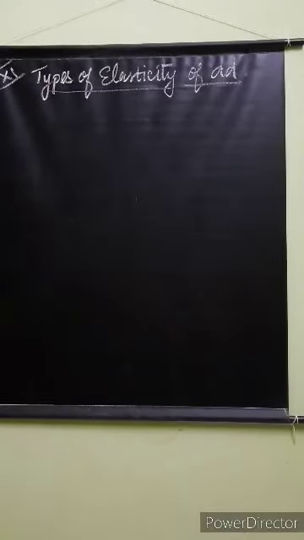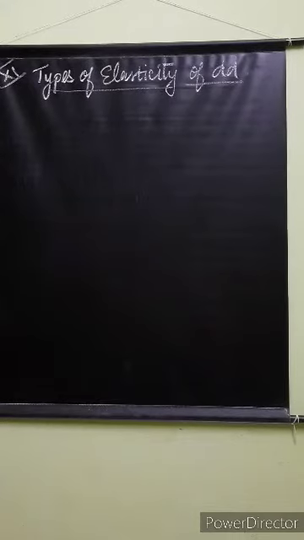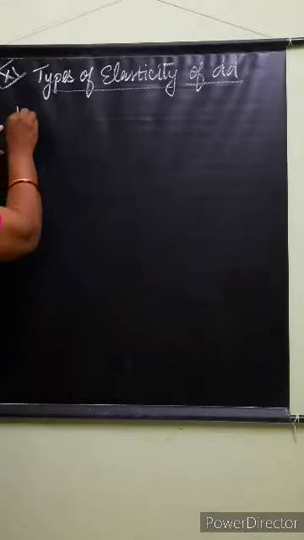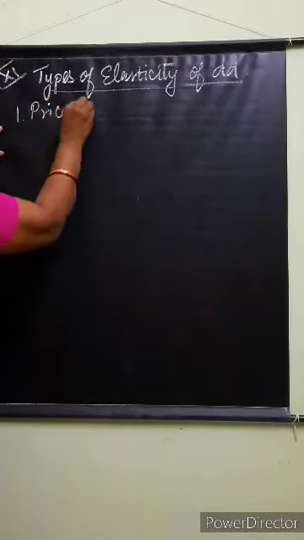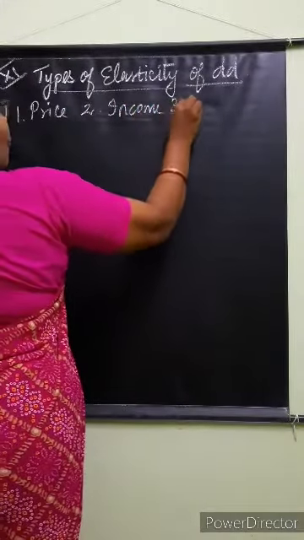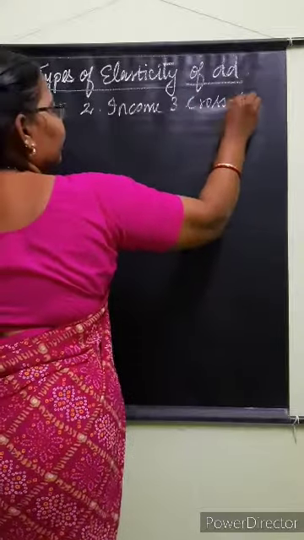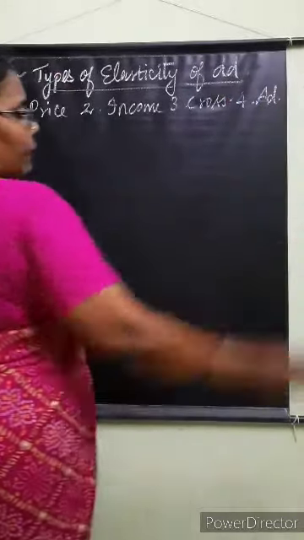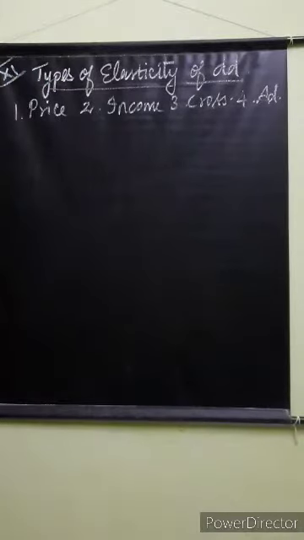Girls, now let us see the types of elasticity demand. Usually, the elasticity demand refers to the price elasticity demand. There are four types of elasticity demand. One is price, second one is income, third one is cross, fourth one is advertising elasticity demand. Usually, the price elasticity demand is commonly known as elasticity of demand.